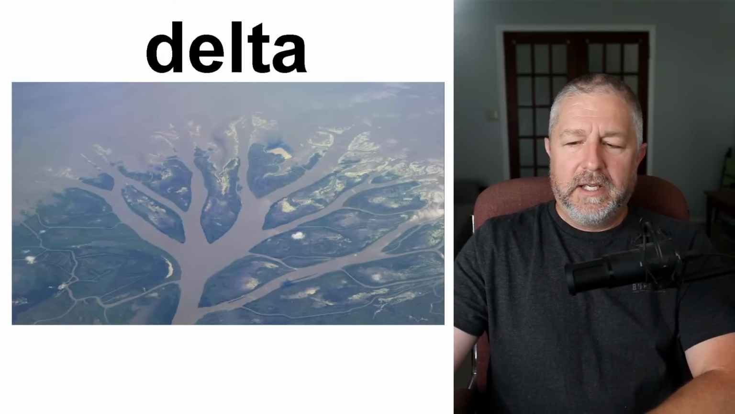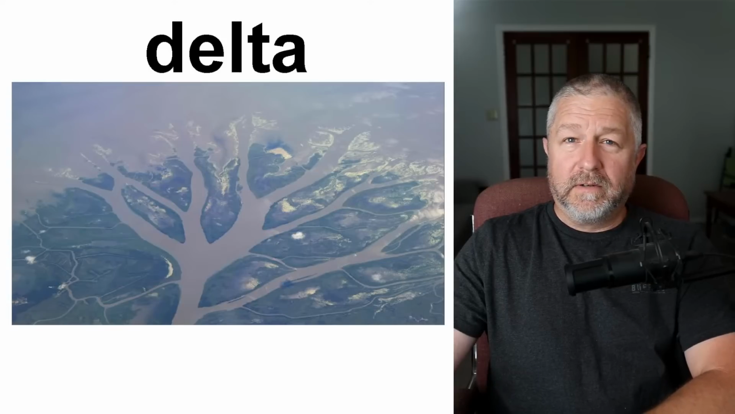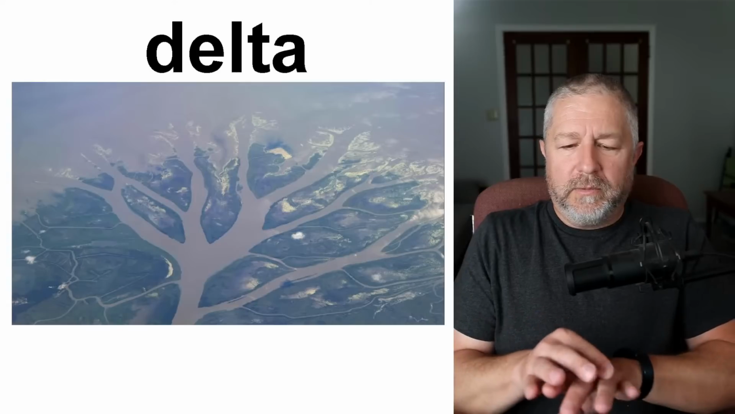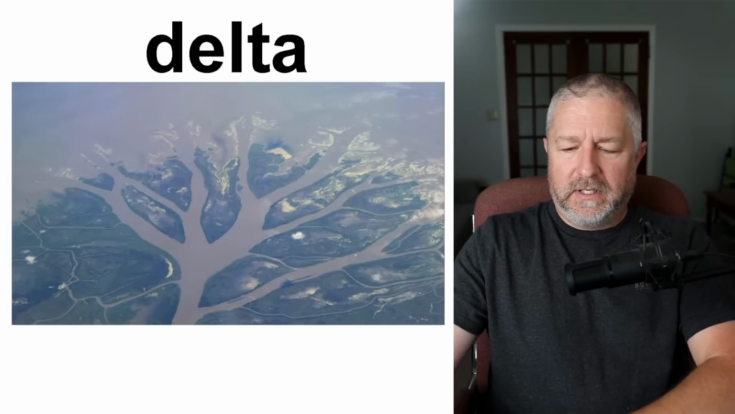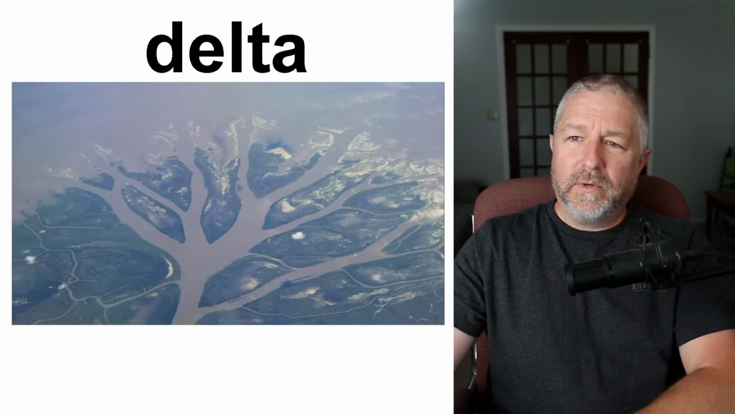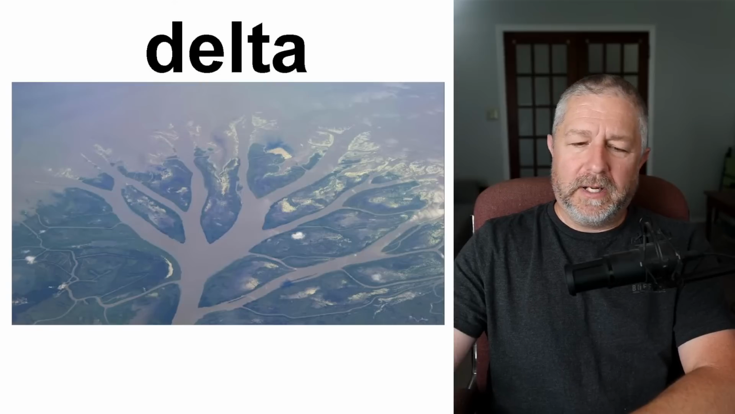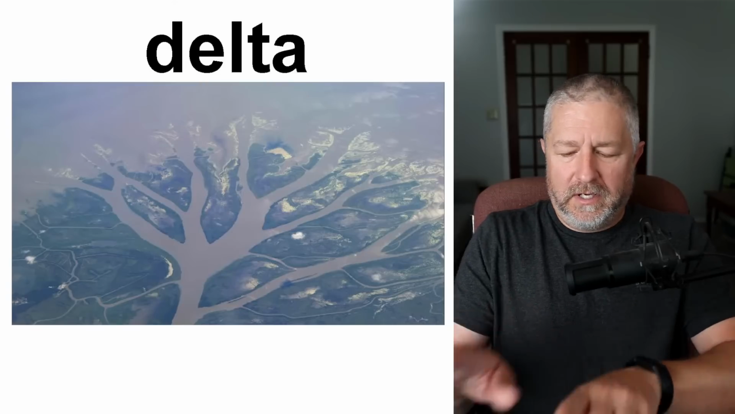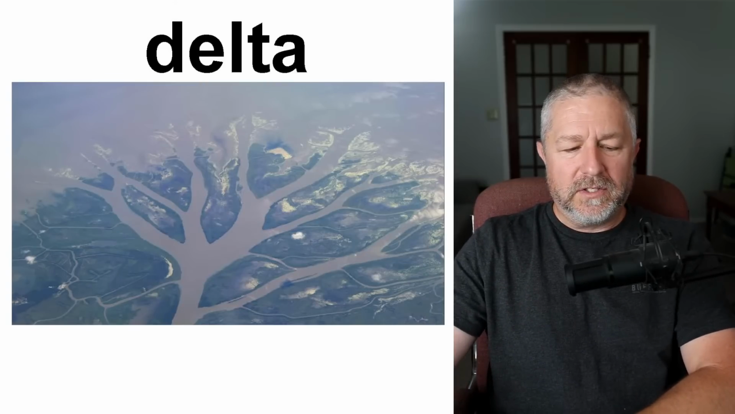So a delta is the area where a river flows into a larger body of water, and it usually breaks into different little, I don't know what you would call those, rivulets maybe, but it breaks into smaller little tributaries and flows into a larger body of water.